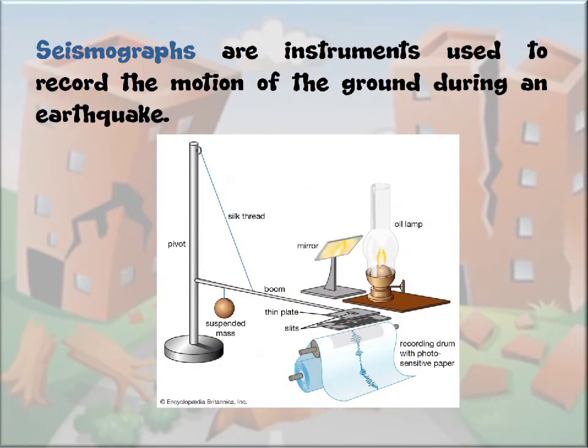This is the instrument that is used to record the motion of the ground during an earthquake, and it is called a seismograph. The picture below shows an example of this instrument.